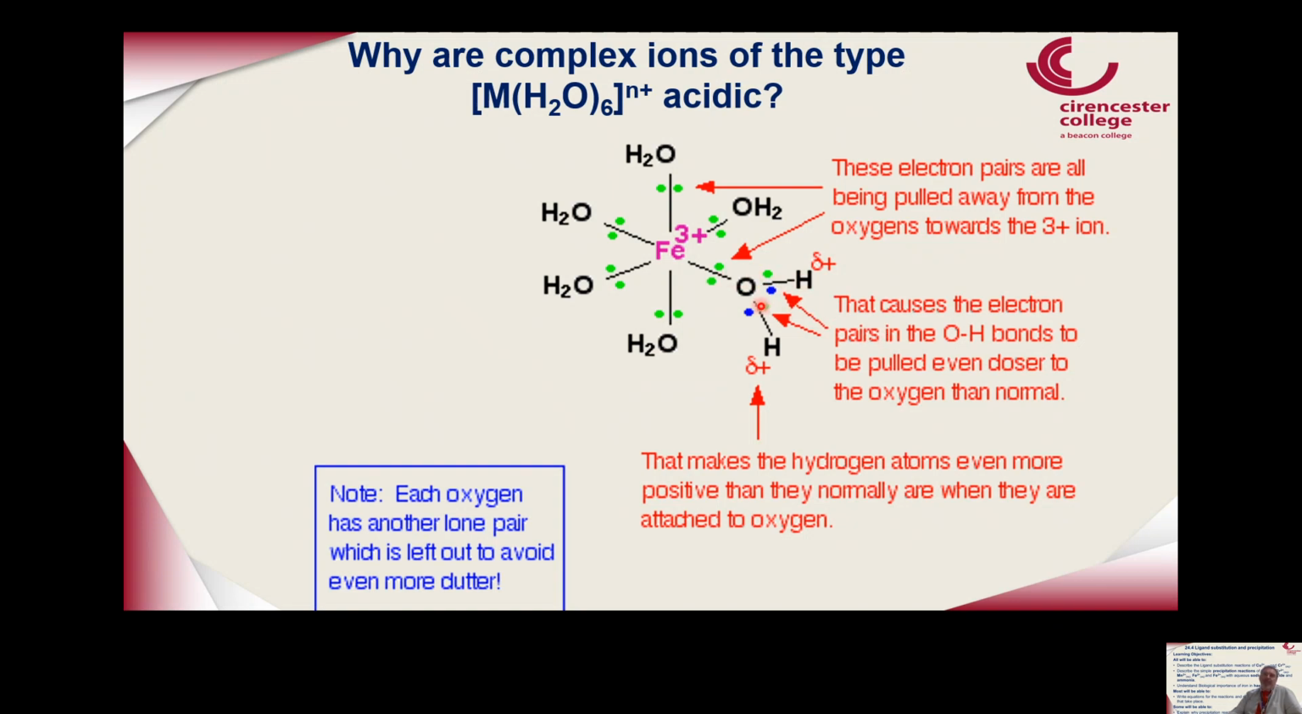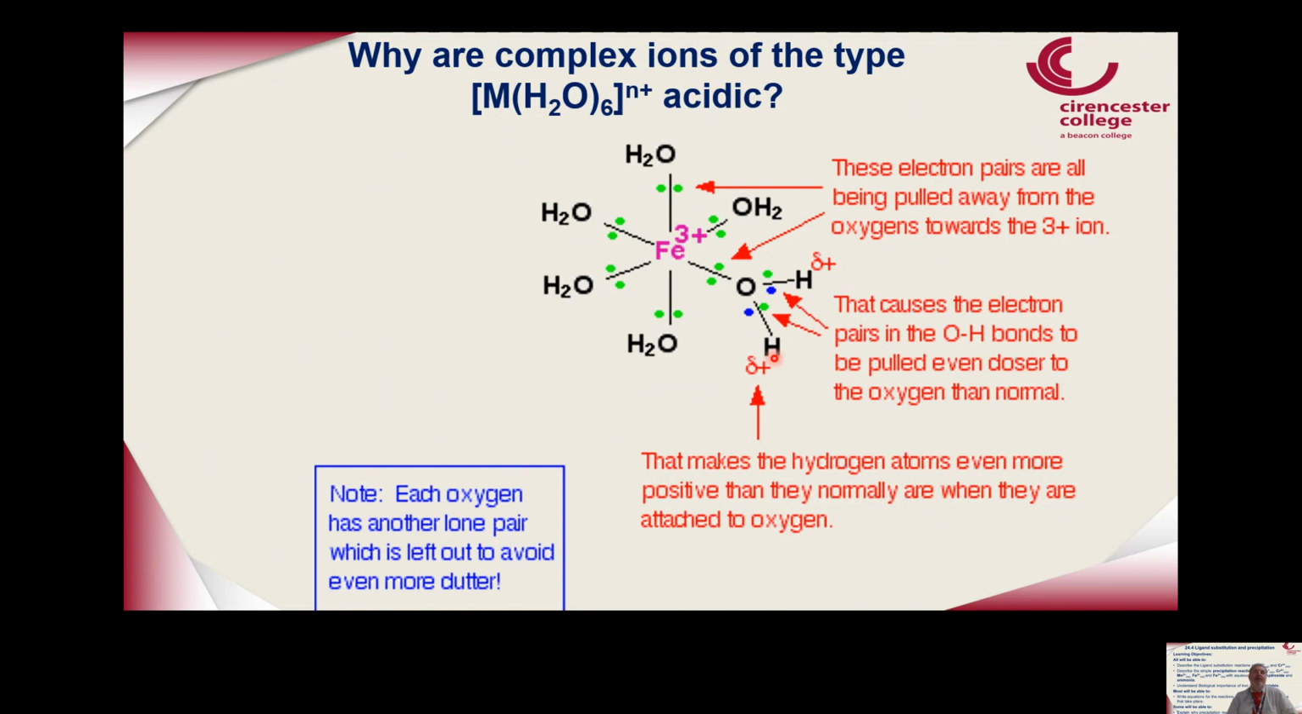So they are normally polar in this direction, normally towards the oxygen, but they're going to be pulled even more if these ones move towards the ions. They'll be pulled even further. And that means that this delta plus, this hydrogen ion, that delta plus is slightly more positive than normal and could break off quite easily.